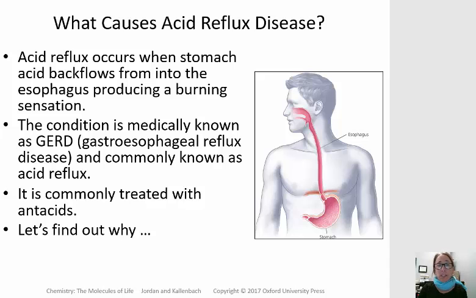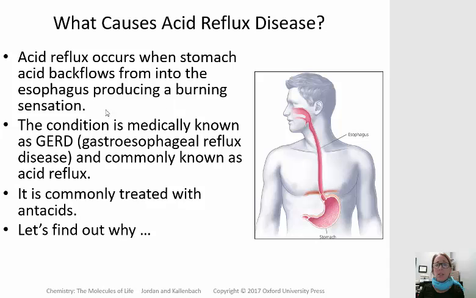So in chapter 11, we are going to take a look at acids and their chemical cousin bases. Acids show up in our everyday life in many different ways. We have acid in our stomach, for example, and that helps us digest food. And when that acid backflows into the esophagus, that can cause a burning sensation.